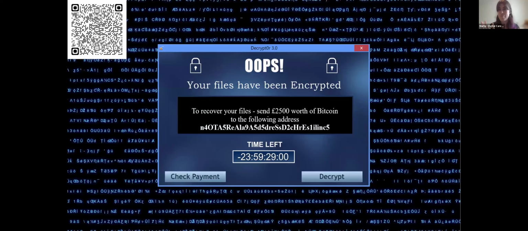So imagine you open your laptop and this comes up. Your files have been encrypted. To recover your files, please send £2,500 worth of Bitcoin to the following address. Don't worry, that Bitcoin address is not real, it's fake, we made it up. So do not send me £2,500 through that Bitcoin address, please.